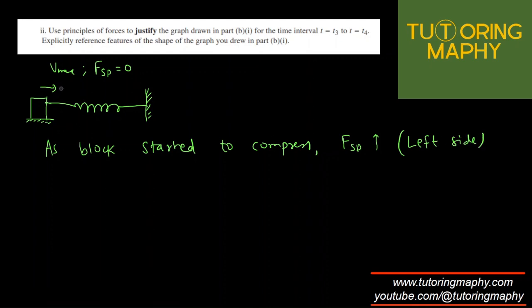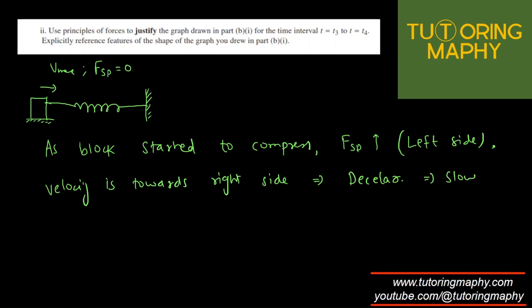And where was the velocity? Velocity was to the right side. So F spring increases on the left side, and velocity is towards the right side. This means that there is a deceleration. If there is a deceleration, this would imply that the object is slowing down.